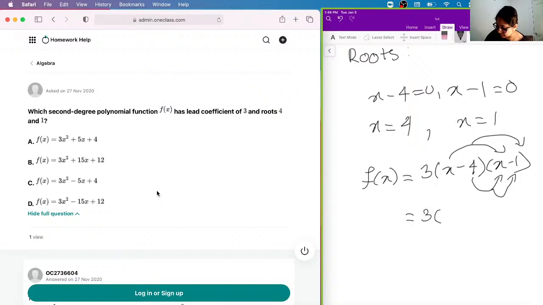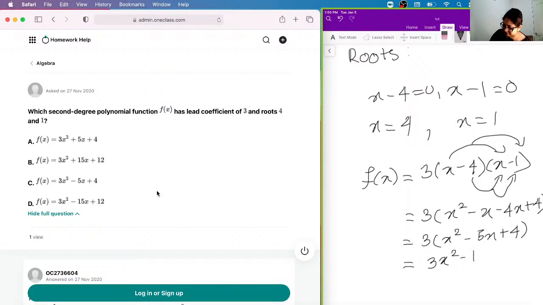So you have x squared minus x, minus 4x plus 4. Once you FOIL it out, now you just have to add this: minus 4x minus x is minus 5x, so x squared minus 5x plus 4. Now we just have to distribute the 3. So you have 3x squared minus 15x plus 12. And so from the given options, we can say that the answer is B.